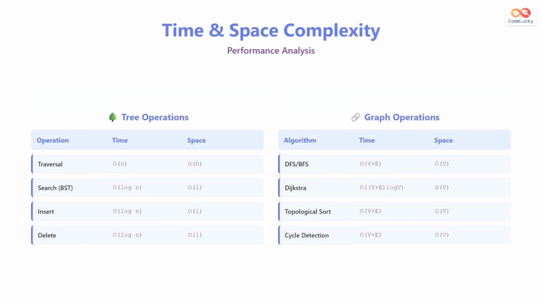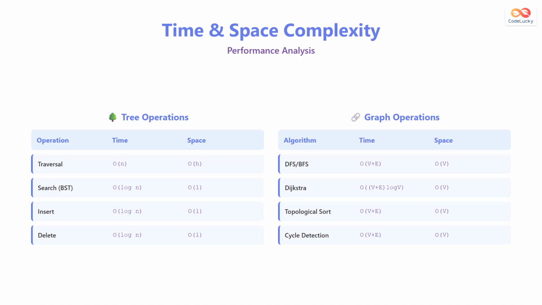Understanding the performance characteristics of different operations is crucial. For tree operations, traversal takes O(n) time, where n is the number of nodes, and O(h) space, where h is the height. Searching in a binary search tree takes O(log n) time and O(1) space. Inserting and deleting also take O(log n) time with O(1) space.